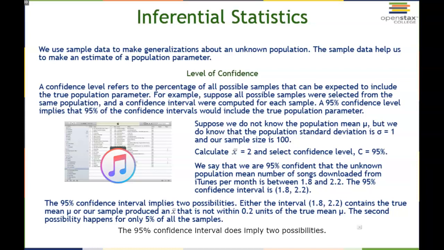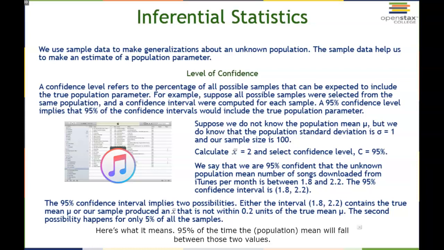The 95% confidence interval does imply two possibilities. Either the interval 1.8 to 2.2 contains the actual true mean, or the sample produced an x bar that is not within 2 units of the true mean. The second possibility happens for only 5% of the samples.